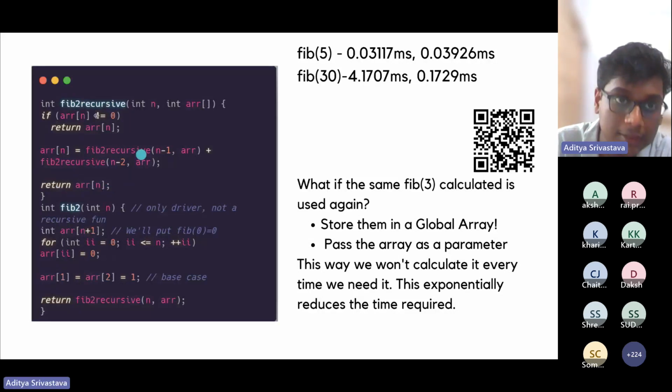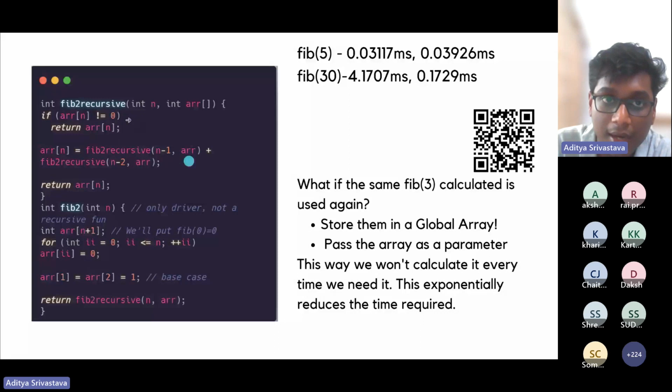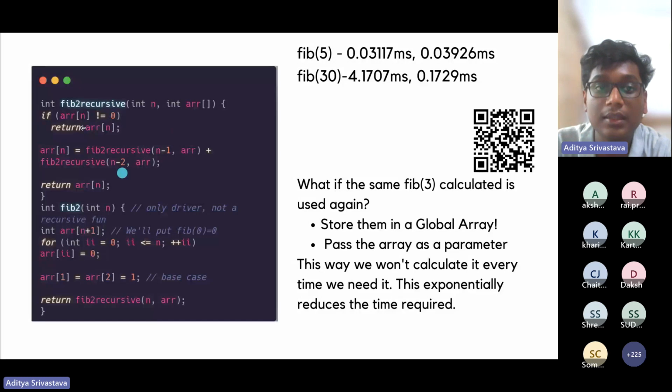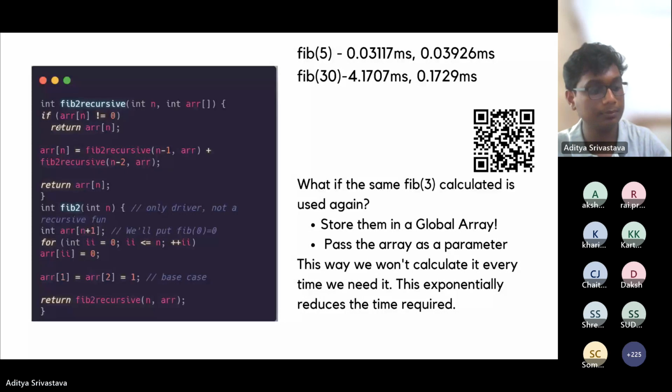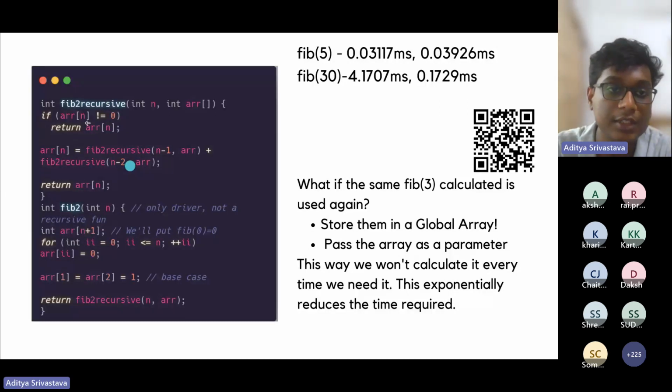So what will happen here is, this fib2 recursive will execute with this arr, and with n minus 1 that is 4, and for n minus 2 that is 3. This will keep on going, and let's say the second one executes first, and we get the value of fib3 stored in our array at arr of 3.